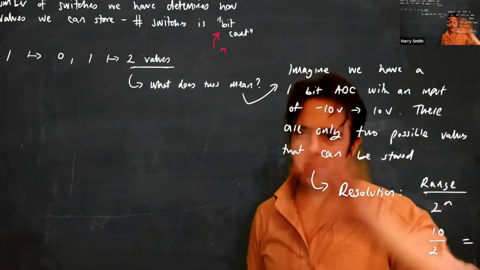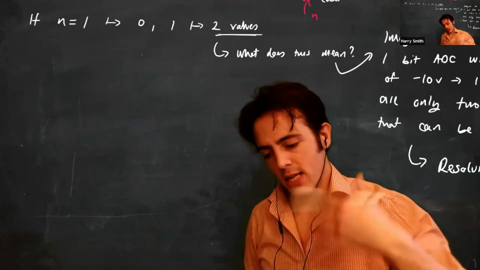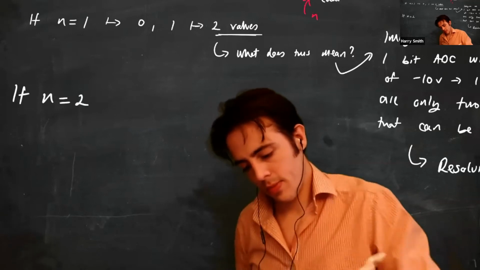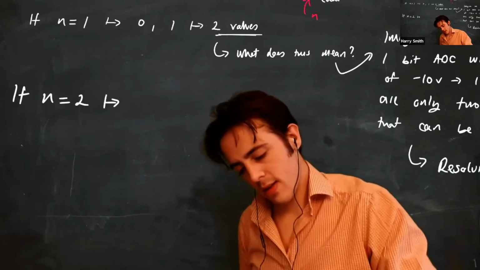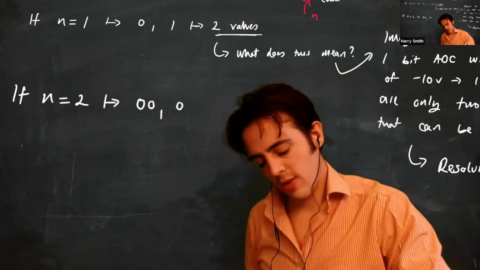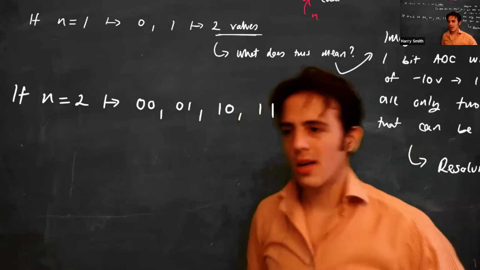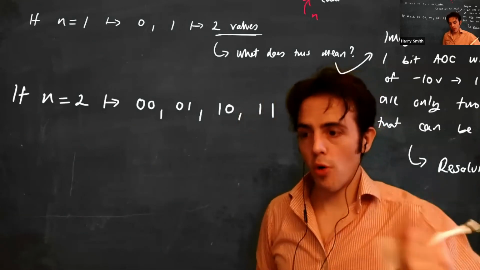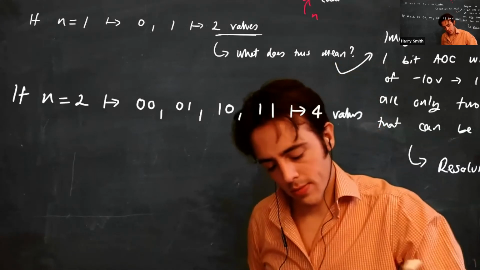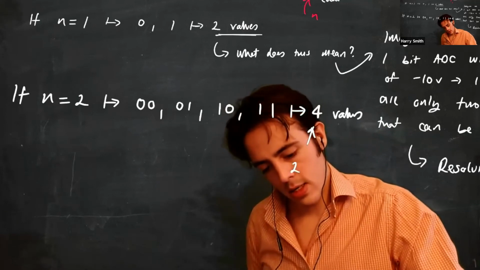And doing this example for a 1-bit ADC was a little bit simplistic. So let's think about if n is equal to 2, then I could have a 0 and a 0, a 0 and a 1, a 1 and a 0, and a 1 and a 1. I've got 4 possible values. And that is simply 2 to the power of 2 is equal to 4.